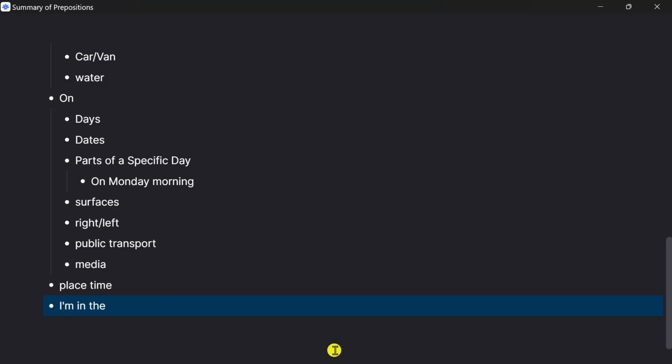Okay, another word: I'm in the kuti. Where are you now? I'm in the kuti. And then you want to say the time? I'm in the kuti in the morning. I'm in the kuti at 7 a.m.